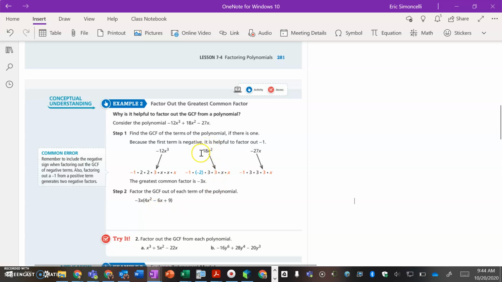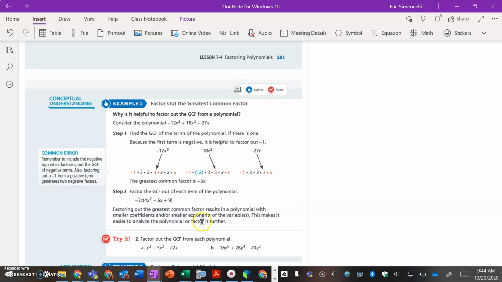And so on and so forth. 18x squared divided by -3x is -6x. And -27x divided by -3x is +9. This is the fully factored version of, again, using the GCF as we found to be -3x, such that we're left with those three terms in parentheses.